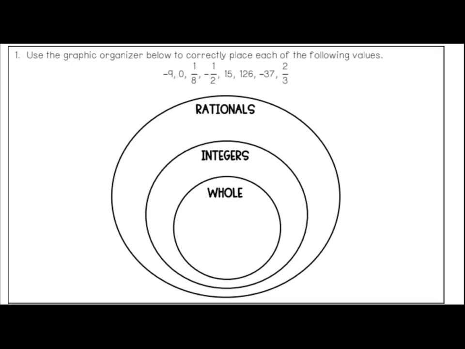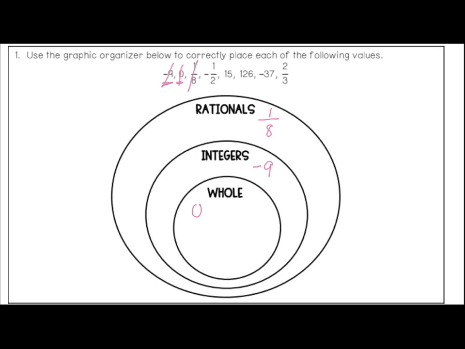Now we've got to take these numbers and place them where they belong within this model, but you'll notice that the natural numbers box is missing. So we've got to just start with whole numbers. Negative 9. It's negative. It doesn't have a fraction or a decimal with it. So that means that it is an integer. 0 would be a whole number. 1/8. We're not able to simplify that into a whole number, so we have to keep this fraction as it is, which makes it automatically rational.